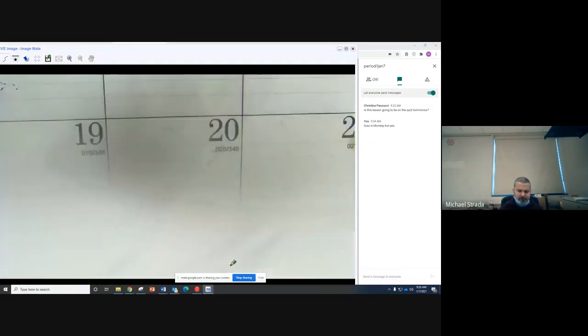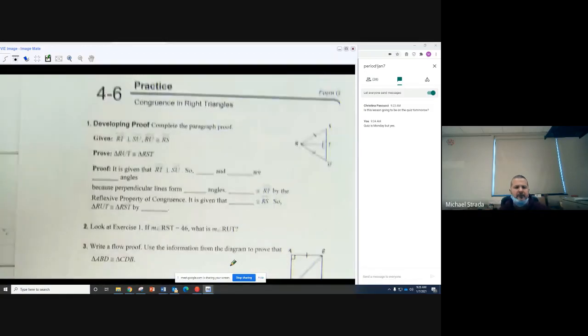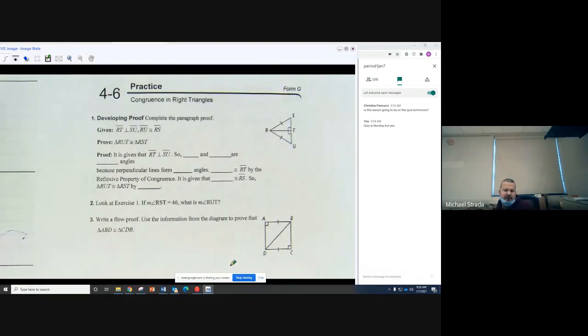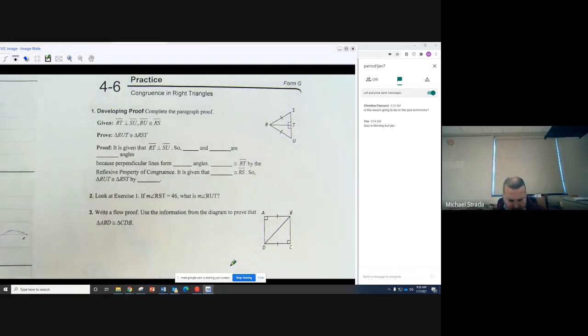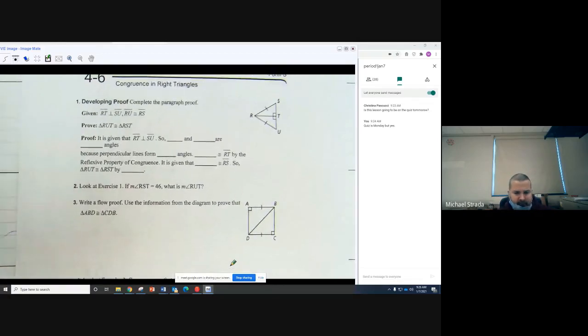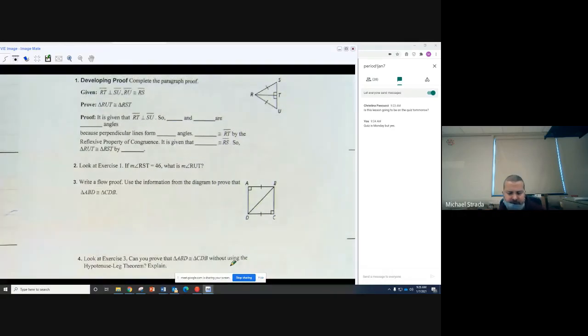All right, so tonight's homework. You got a proof where you're just filling in. It says complete paragraph proof, but you're just filling in the missing blanks. All right. Then number 2, look at exercise 1. If the measure of angle RST is 46, what is the measure of angle RUT? Just to review of isosceles triangle properties as we begin to prepare for your quarterly in a couple weeks.